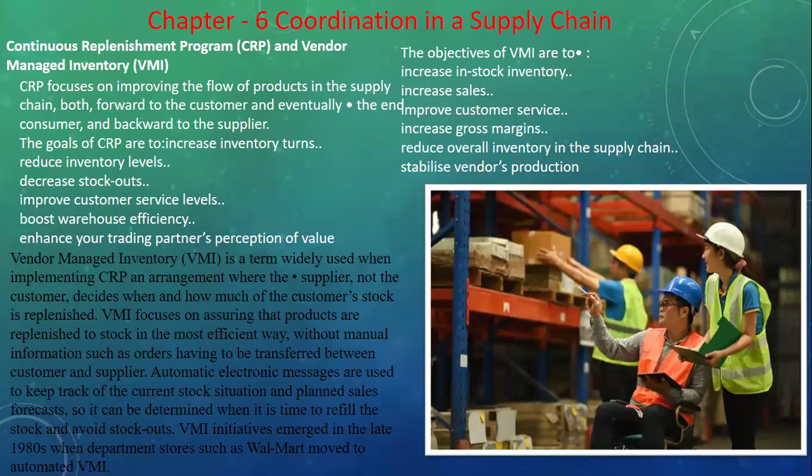Today in this session, we will cover CRP, Continuous Replenishment Program, and Vendor Managed Inventory, VMI. We are covering Chapter 6, named Coordination in the Supply Chain. This chapter comes under the full Supply Chain Management course. First, we will understand CRP. CRP is Continuous Replenishment Program.